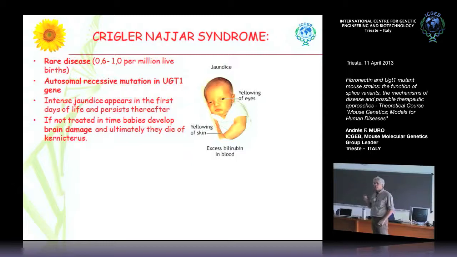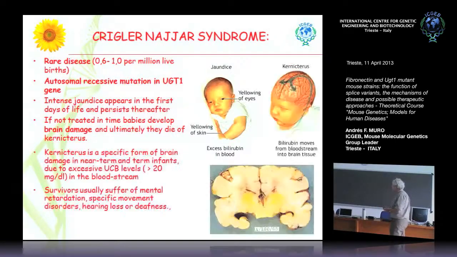The problem I mentioned before is that we have neonates that cannot metabolize bilirubin, so they are jaundiced. And if we don't do anything, then they develop brain damage very fast, and they can die of kernicterus. Kernicterus is the specific staining of particular regions of the brain, and it happens when bilirubin levels are high. It could be lethal, and if it is not lethal, then the survivors normally have mental retardation, specific movement disorders, hearing loss, and deafness.